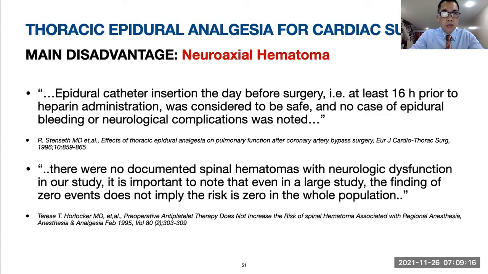And according to Dr. Stenset, epidural catheter insertion a day before cardiac surgery, at least 16 hours prior to heparin administration, was considered to be safe, and no case of epidural bleeding or neurologic complication was noted. And according to Dr. Horlacher, there are no documented spinal hematomas with neurologic dysfunction in their study. It is important to note that even in a large study, the finding of 0 events does not imply the risk is 0 in the whole population.